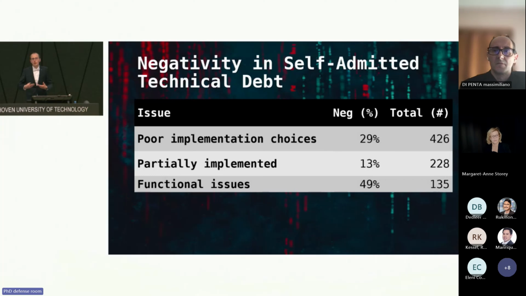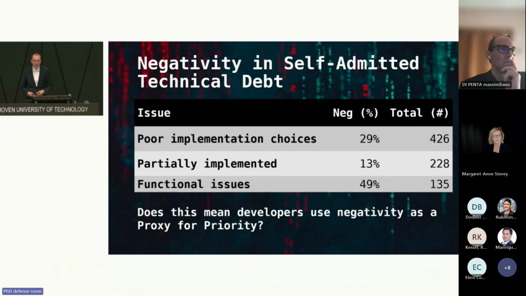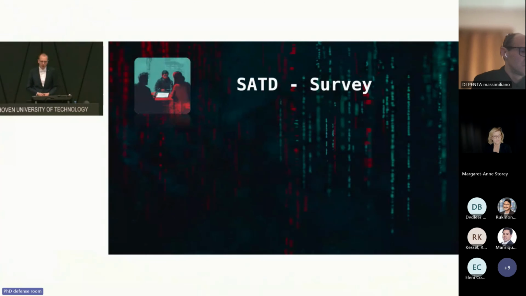Now, as a follow-up question, we asked ourselves, could this maybe be because developers just care more about bugs or functional issues? And is this maybe used as a communication mechanism to describe the priority of these items? So does this mean that developers use this as a proxy for priority? To study this, we did two follow-up studies.